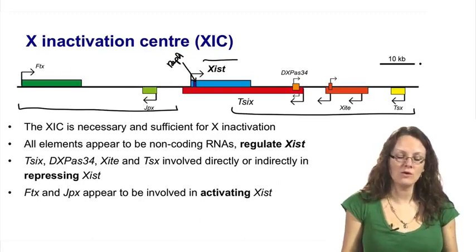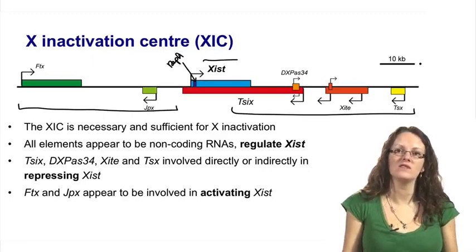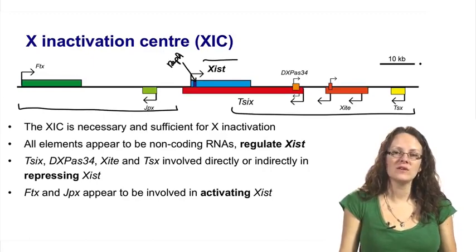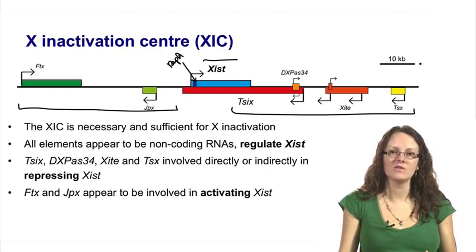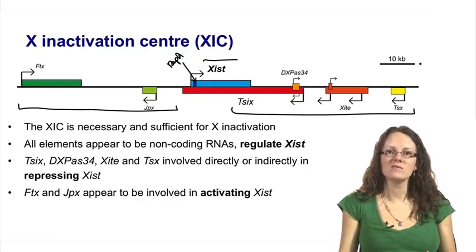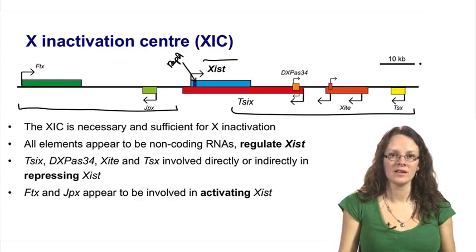We know that we need more than just the Xist gene itself. Instead, we need this whole region with all of these other elements. This can also be seen because in some patients there are translocations between the X inactivation center and autosomes. So it's not just through experimental methods that we've placed the X inactivation center on another autosome.